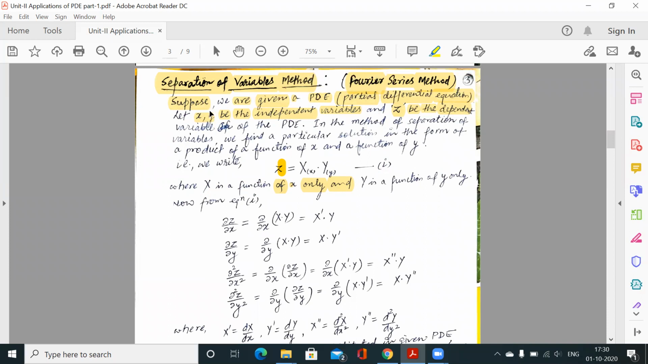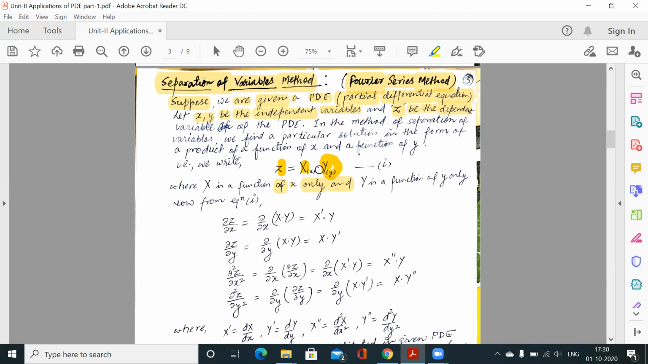because there are two independent variables x and y, the assumed solution would be a product which contains two functions, one of x, one of y only. This is the common step. Whenever we are going to solve any PDE, we observe how many independent variables are there. Suppose there are two independent variables x and y. We will consider the solution as a product of two functions, one function of one independent variable, the second function of the second independent variable.